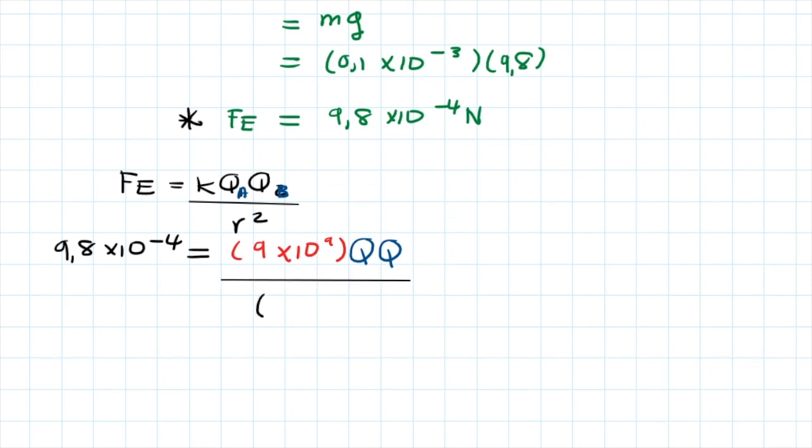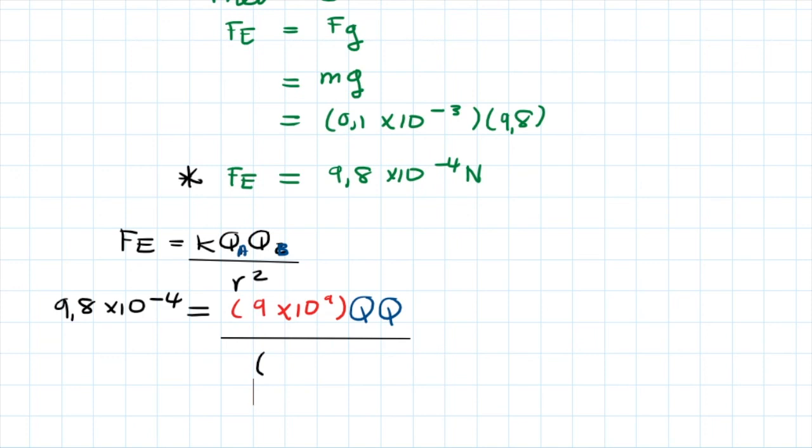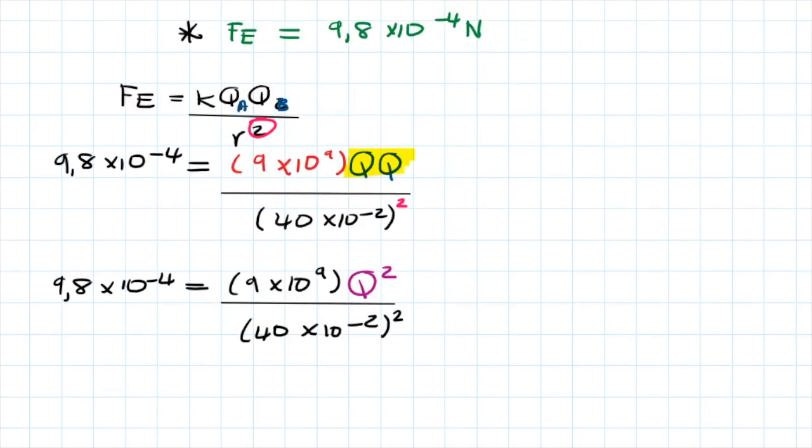The distance we converted, and we got 40 times 10 to the negative 2. We must not forget to square it, and we put the square on there. Now we can simplify this equation before we solve for Q. If x times x is x squared, then Q times Q is Q squared, and we end up with exactly the same formula, but with Q squared. And now you can see we only have one unknown, which allows us to solve for Q.